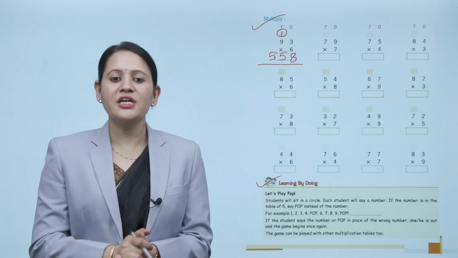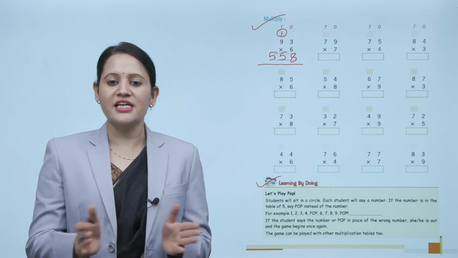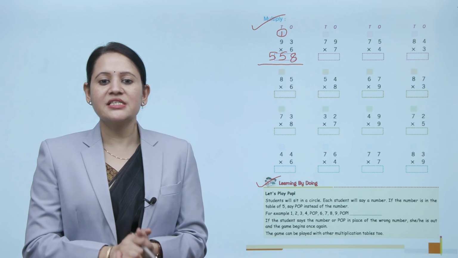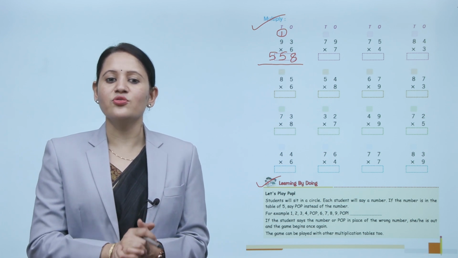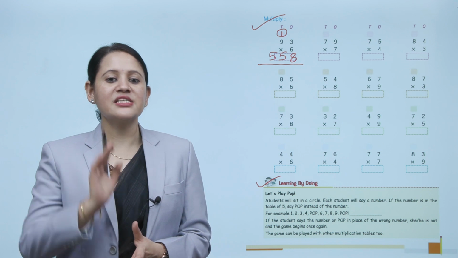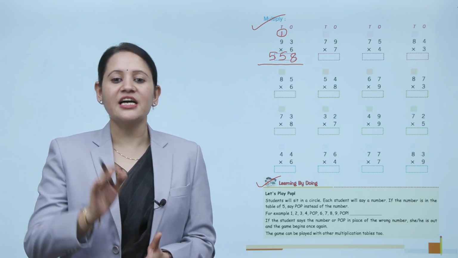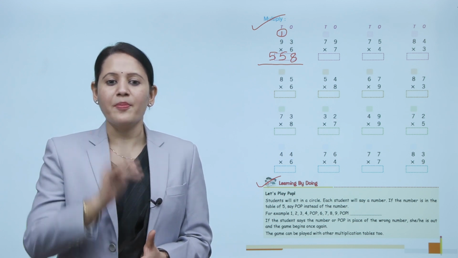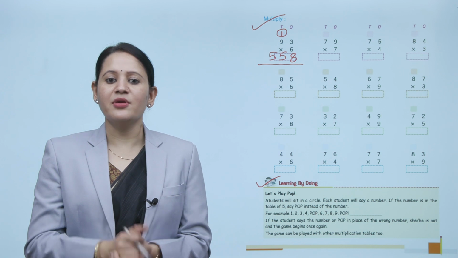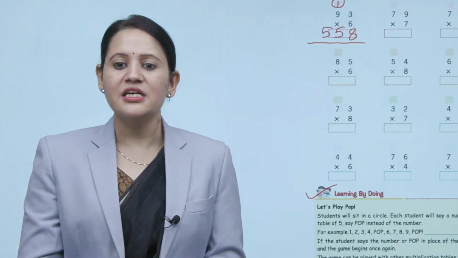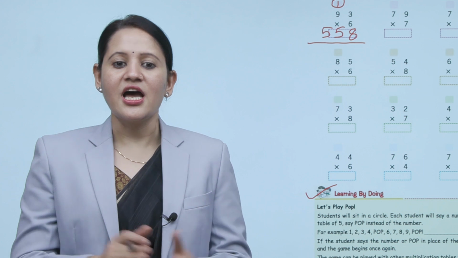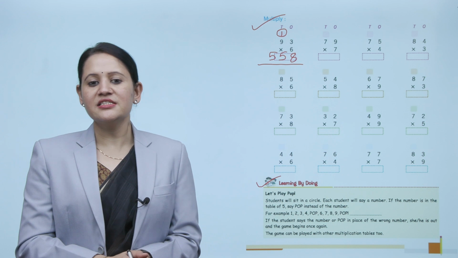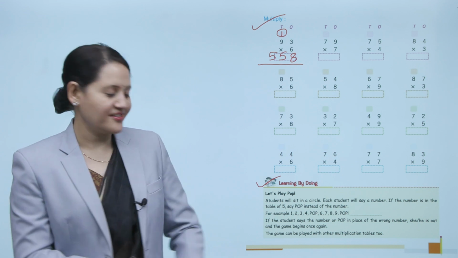Let's play pop. Students will sit in a circle. Each student will say a number. If the number is in the table of 5, say pop instead of the number. For example, 1, 2, 3, 4, then comes 5. So we'll say pop. Then 6, 7, 8, 9, then comes 10. 10 is in the table of 5, so we'll say pop. If a student says the number or pop in place of the wrong number, he or she is out. And the game begins once again. The game can be played with other multiplication tables too. So try this fun activity.